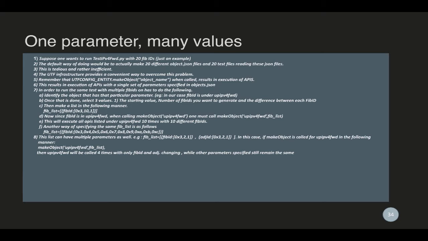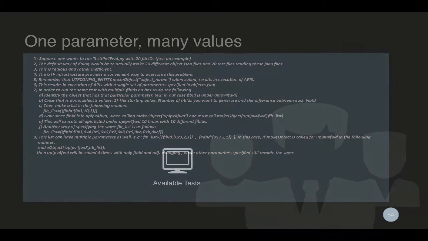This list can have multiple parameters as well. You can bring together things such as fib IDs and adjacency IDs, and it'll generate that many combinations and then call that API that many times. In this case, since there are 2 fib IDs and 2 adjacency IDs, the up IPv4 forward APIs will be executed 4 times because it will have a combination of 2 fib IDs and 2 adjacency IDs. This feature can prove useful in many other cases. We haven't had the time to write a test case for this, but it works with any existing test case, so please feel free to try it out on any existing test case.